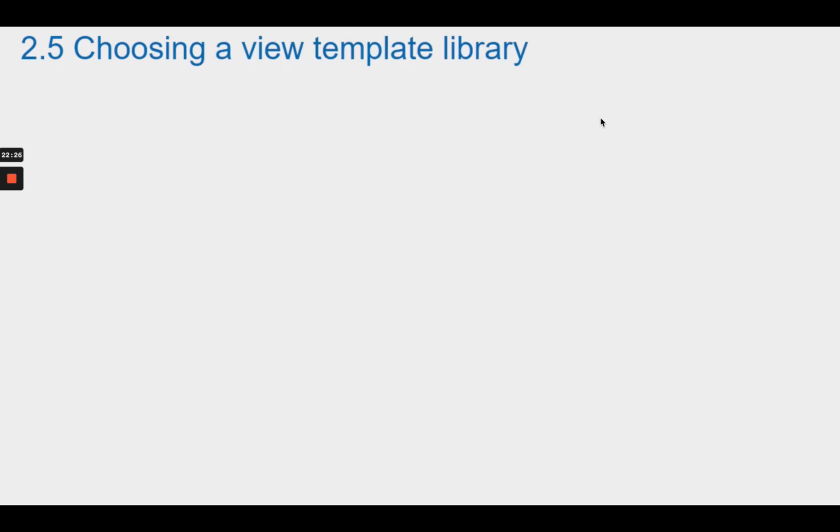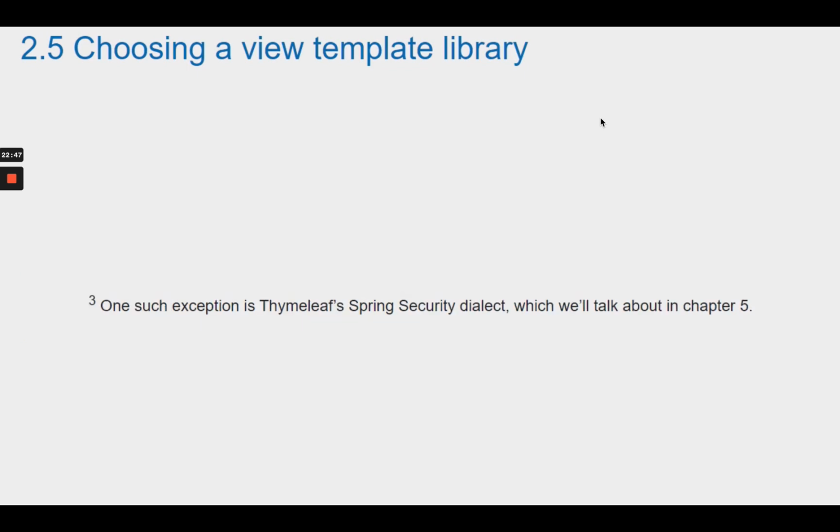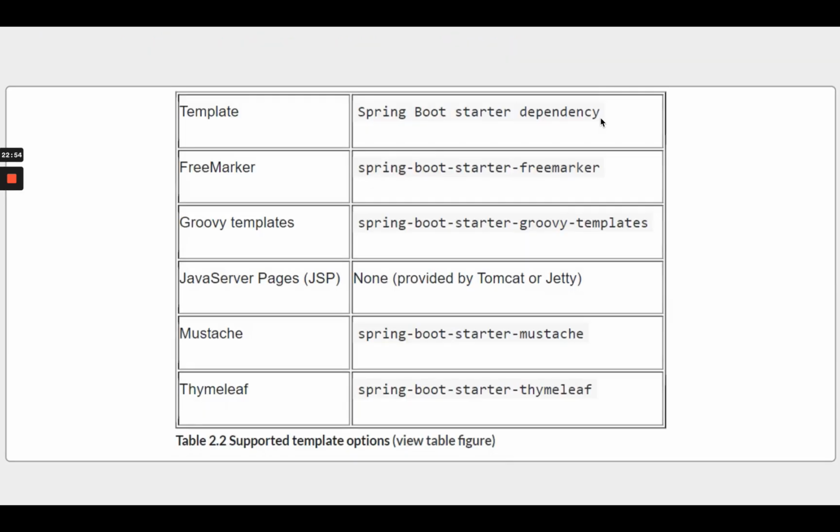Section 2.5. Choosing a view template library. For the most part, your choice of a view template library is a matter of personal taste. Spring is flexible and supports many common templating options. With only a few small exceptions, the template library you choose will itself have no idea that it's even working with Spring. One such exception is Thymeleaf's Spring Security dialect, which we'll talk about in Chapter 5. Table 2.2 catalogs the template options supported by Spring Boot auto-configuration.